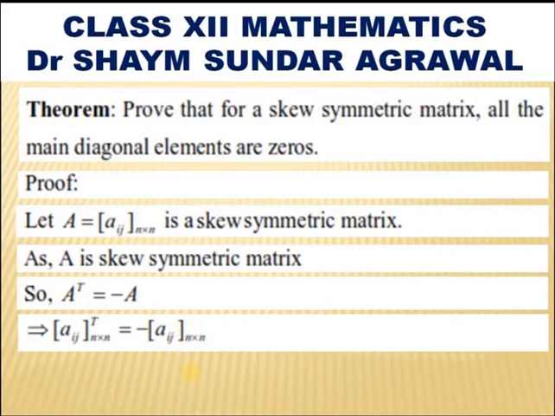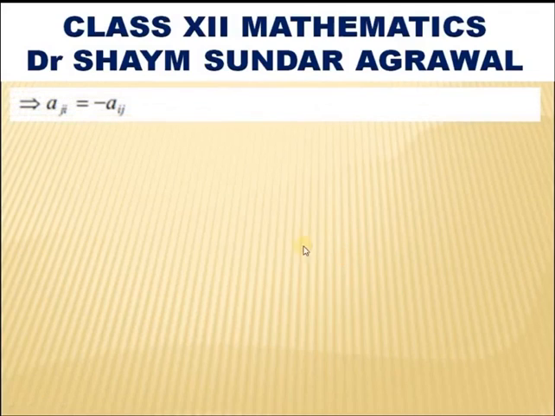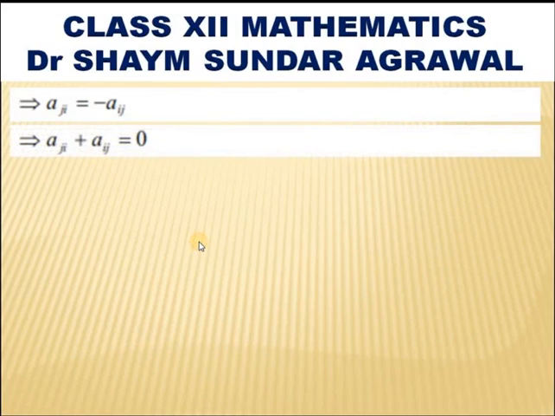That means [aij] transpose is minus [aij], and as we know, the transpose of the matrix [aij] is [aji]. So it becomes [aji] equals minus [aij], because if you multiply a scalar quantity by minus, it is multiplied with each and every element of the matrix. Two matrices are said to be equal if their corresponding elements are the same. So aji is equal to minus aij, or aji plus aij is equal to 0.